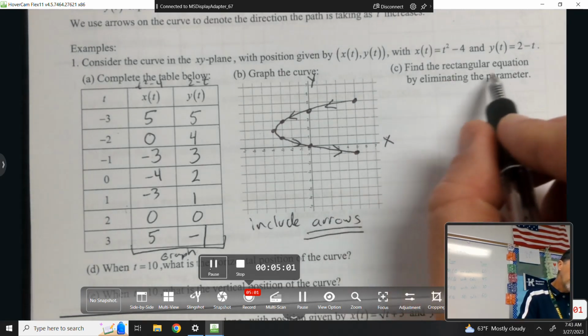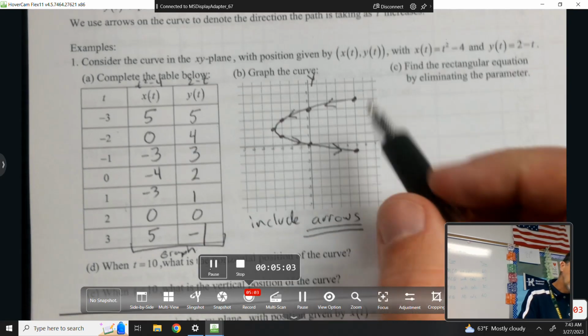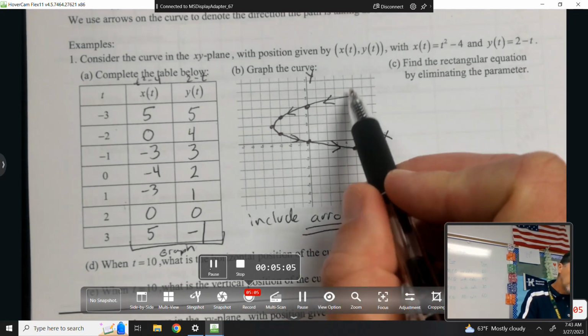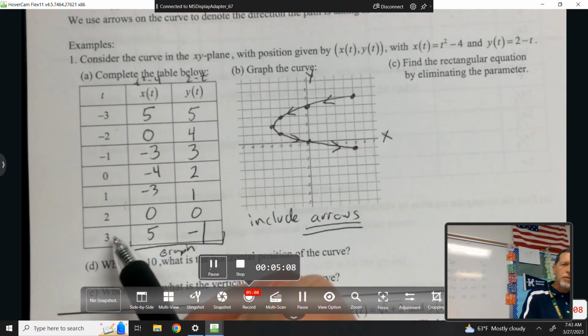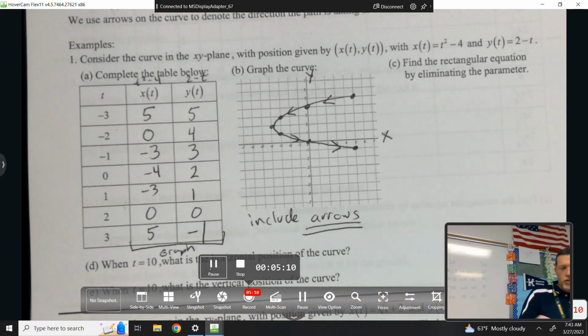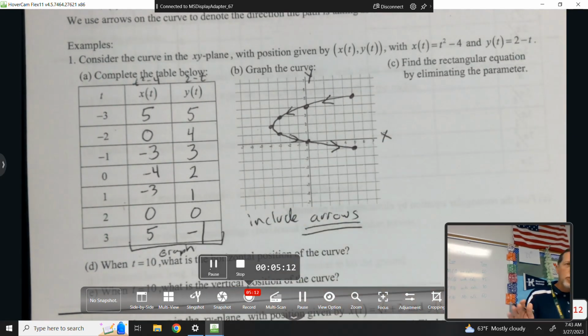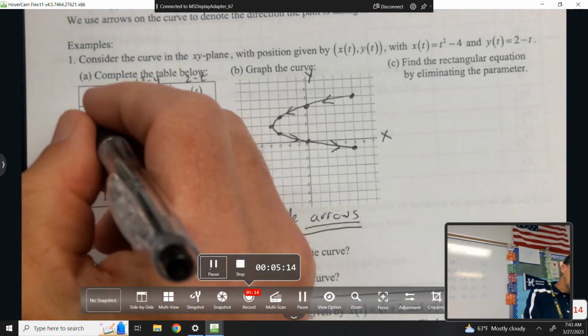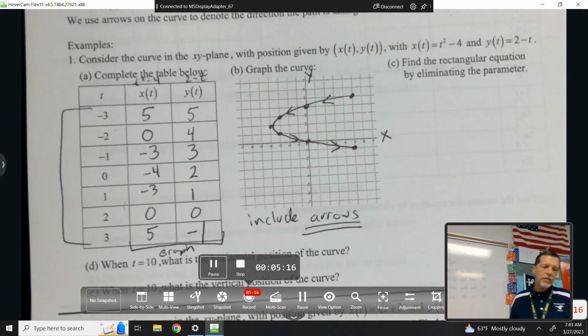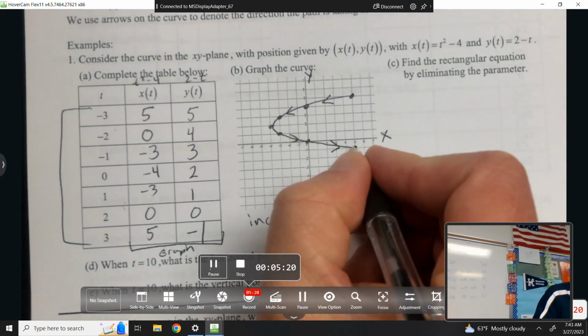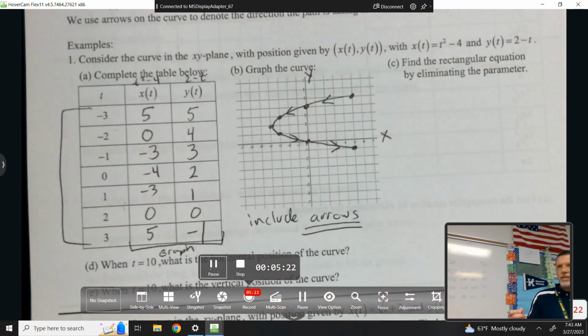Part C, find the rectangular equation. Oh, let me back up a second. It told us to only go from -3 to 3. So even though when we usually graph, we would sort of extend out the parabola, we don't want to do that here. We're only going between -3 and 3. So it has arrows to indicate direction, but it does not have arrows to indicate that it continues. So be careful.